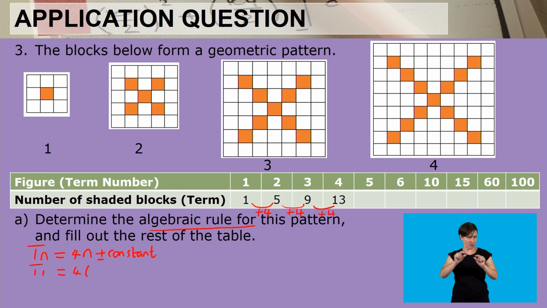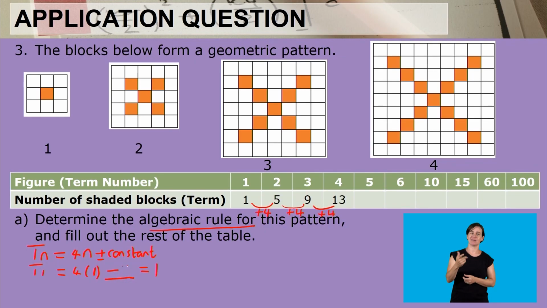So we are going to say 4 multiplied by 1 because we are working with the first term, and we need to add or subtract a constant so that our answer is 1. So what do you think that constant is, and are we going to add or subtract? Well, 4 multiplied by 1 is 4, and how do we get to 1? Yes, we are going to subtract that 3. Then we are going to use any other term. In this case, we can use the fourth term.